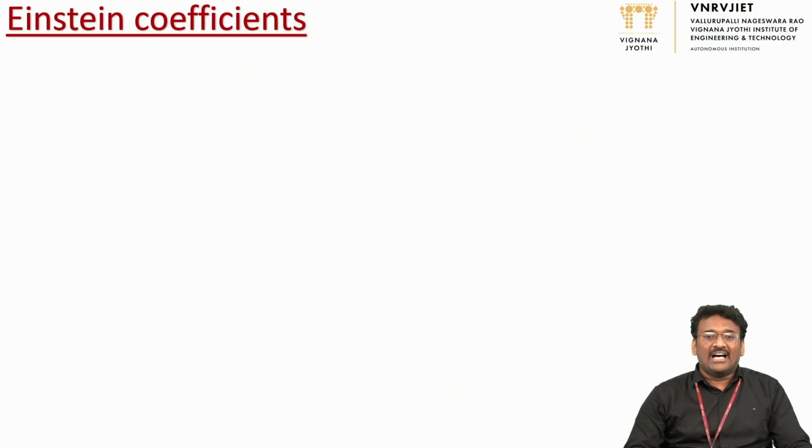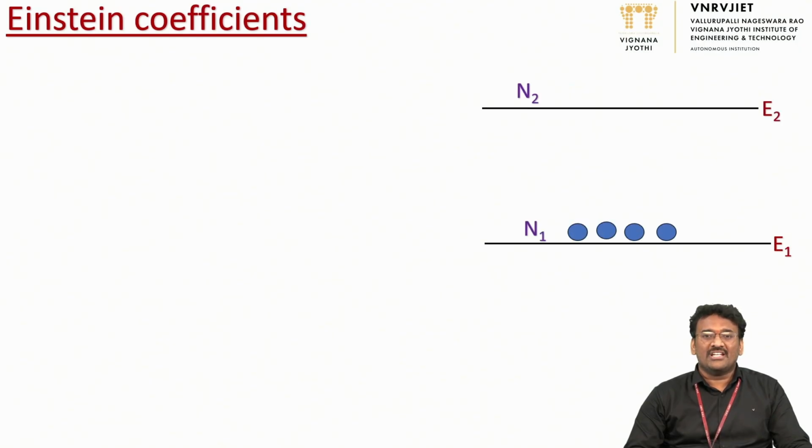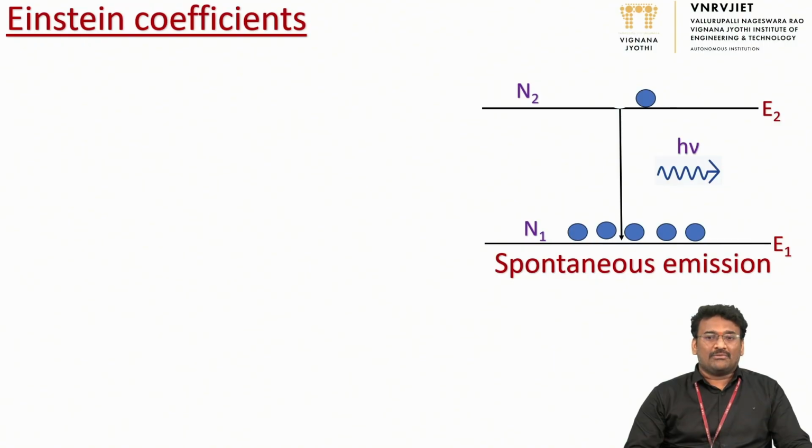Now we'll see the other Einstein coefficient, which is related to emission. Again I am considering the E1 energy state. N1 is the number of particles in the E1 state, E2 is the excited state, and N2 is the number of particles in the excited state. After a lifetime, the particles will come to the lower state, E2 to E1, automatically or spontaneously by emitting a photon. This phenomenon is called spontaneous emission.